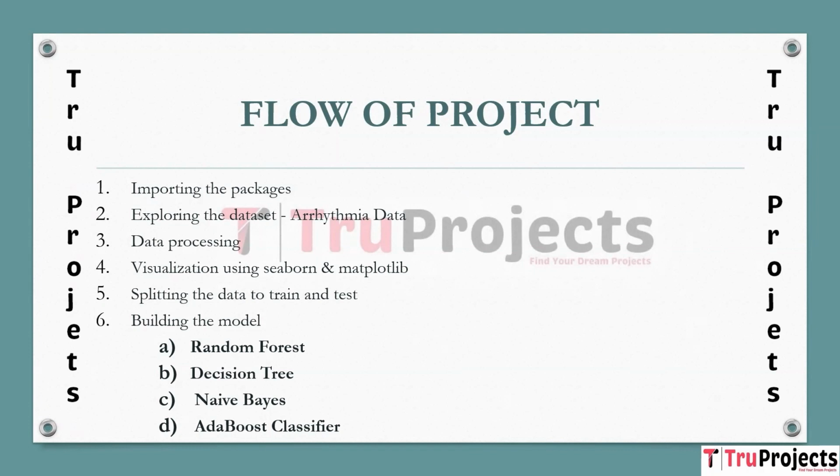Fourth one is visualization using Seaborn and Matplotlib. Data visualization helps in gaining insights from the dataset. Seaborn and Matplotlib are used to create informative plots and graphs, aiding in data exploration and feature selection. Fifth one is splitting the data into train and test. The dataset is divided into train and testing subsets to evaluate model performance effectively. This ensures that the model's generalization capability is assessed on unseen data.